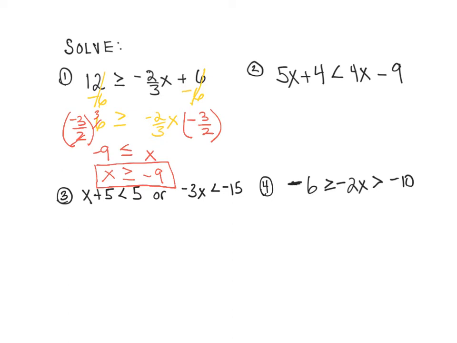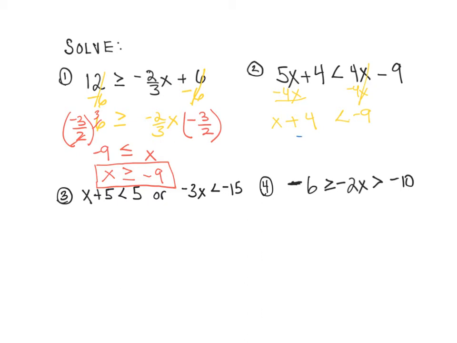If we look at number 2, it has variables on both sides of the inequality. And so I'm going to start by taking that 4x and moving it over to the other side so that all of my variable will be on the left side. And I'm left with x plus 4 is less than negative 9, which is just a one-step inequality now.